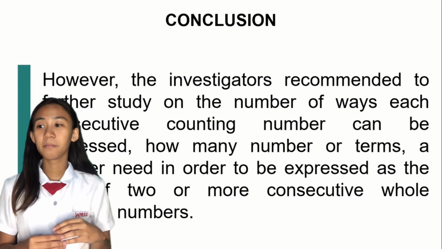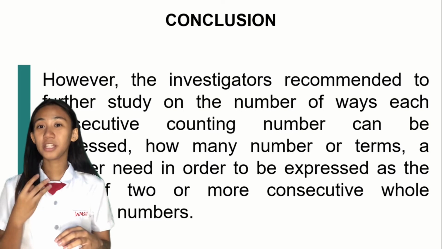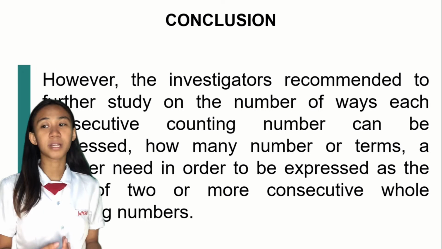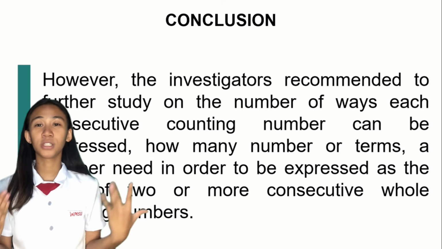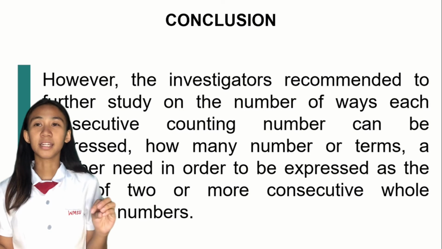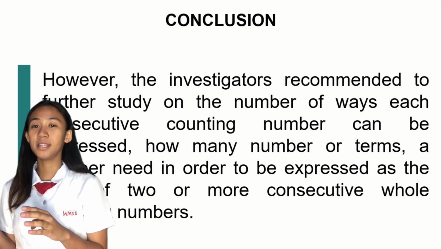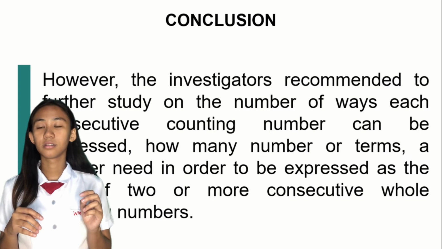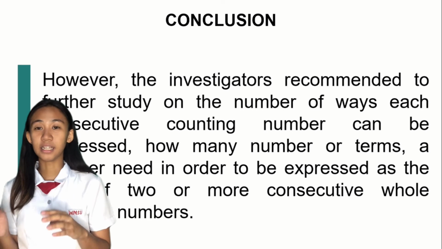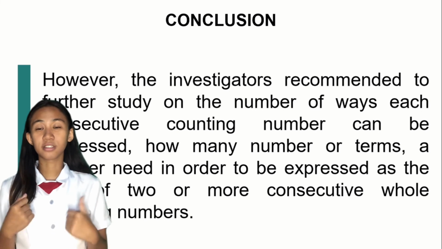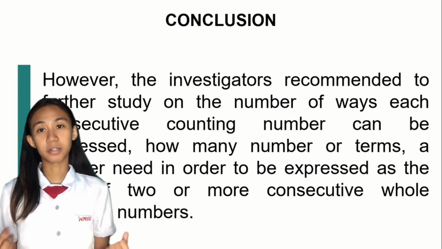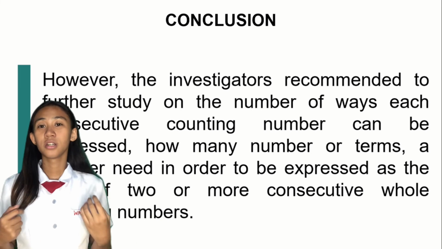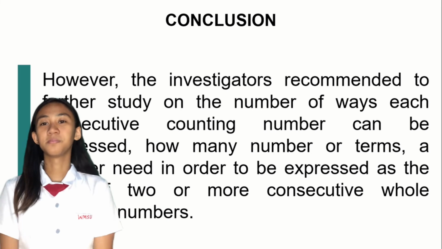And also, how many terms a number needs in order to be expressed as the sum of 2 or more consecutive numbers. For example, for 15, how many numbers are needed in order for it to be expressed as a sum of 2 or more counting numbers. So that is the recommendation of the researchers for further studies.